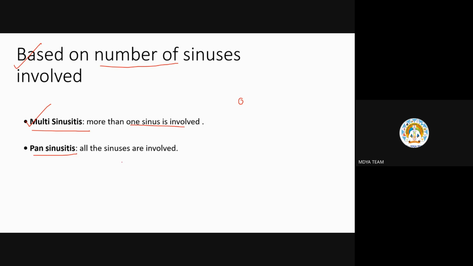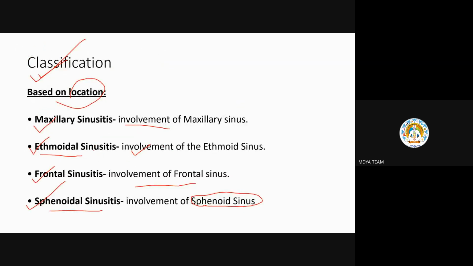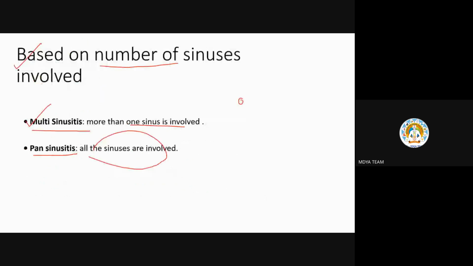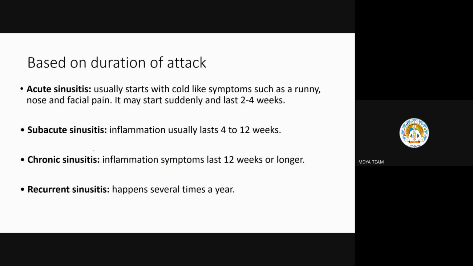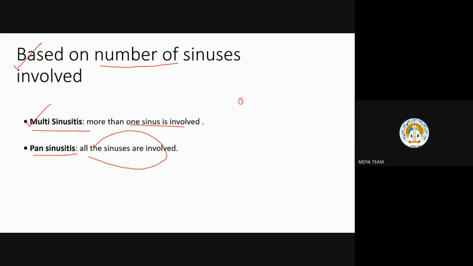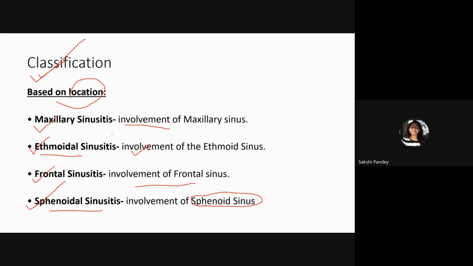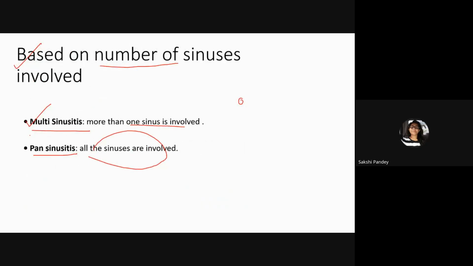Pansinusitis, with the name itself you can understand, involves all the sinuses all together, which is really a critical problem. With all of them together, it is very difficult for a person to manage. Okay, I think it is very clear, no doubts should be there. Now, based on these two slides of classification, multi-sinusitis, and the last one, pansinusitis, can you explain the last one?